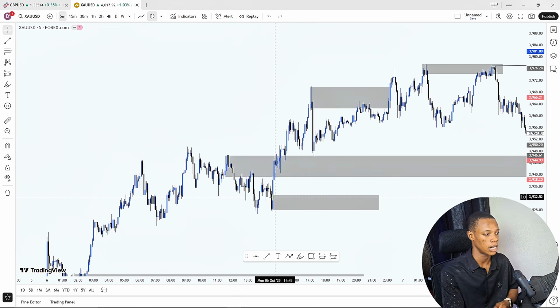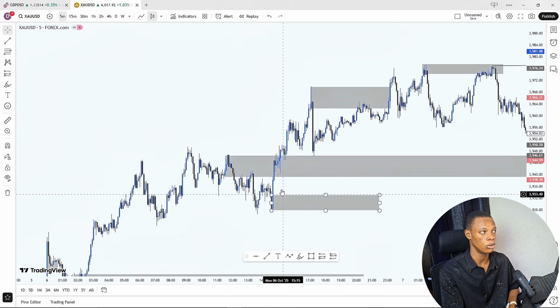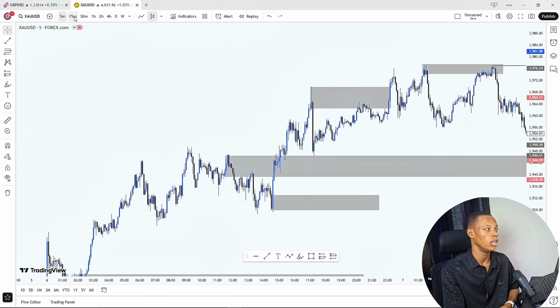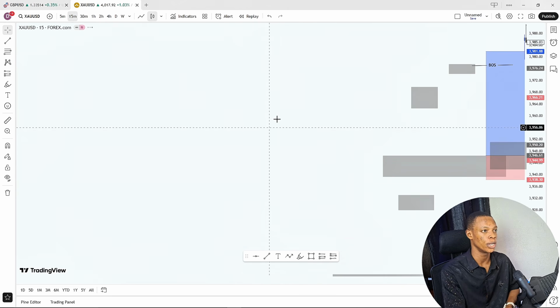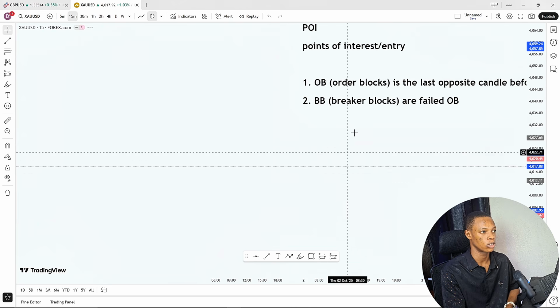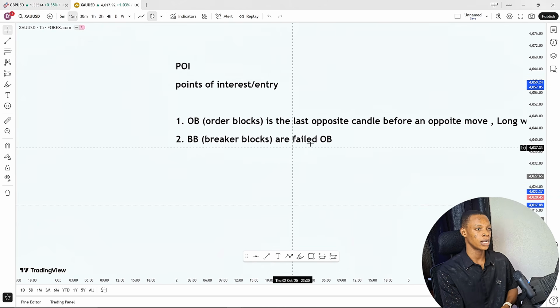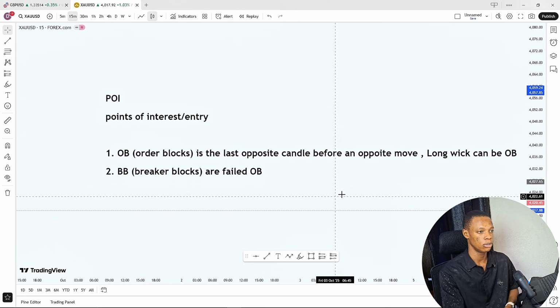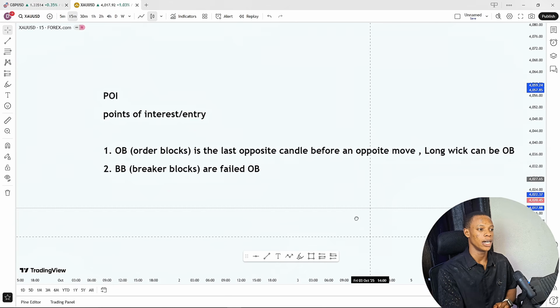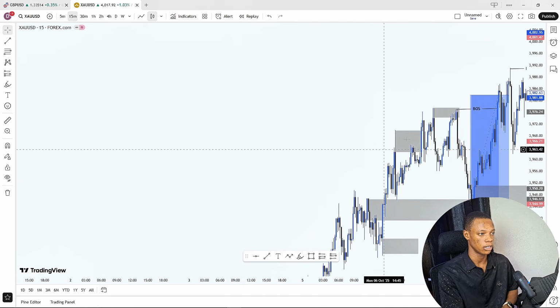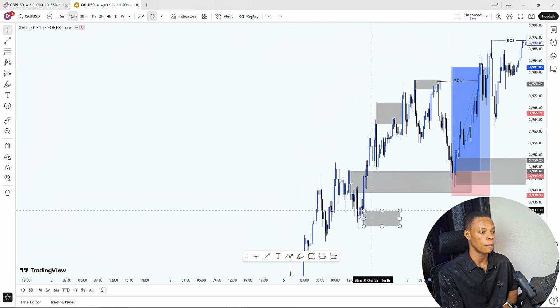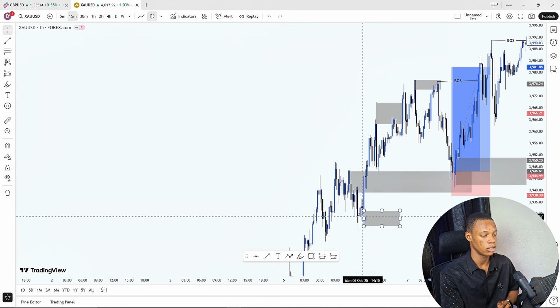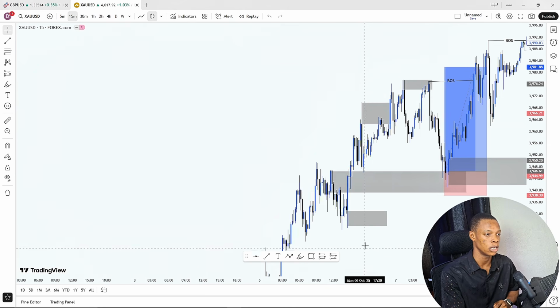So this can act as an order block. This is obviously an order block, but in the higher time frame it was showing a long wick, and those long wicks are now order blocks as well. Like I said, order blocks are the last opposite candle before an opposite move, and that's how we mark them out. We can mark out the long wick as an order block, or if there's no long wick, generally we mark out the last opposite candle right there.